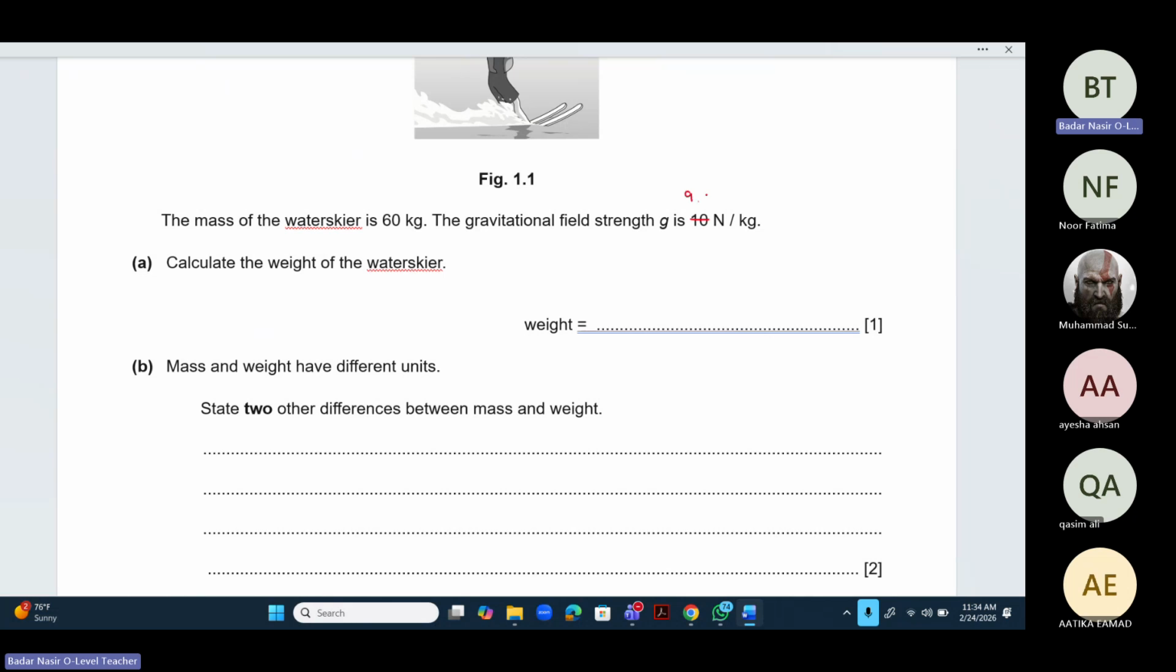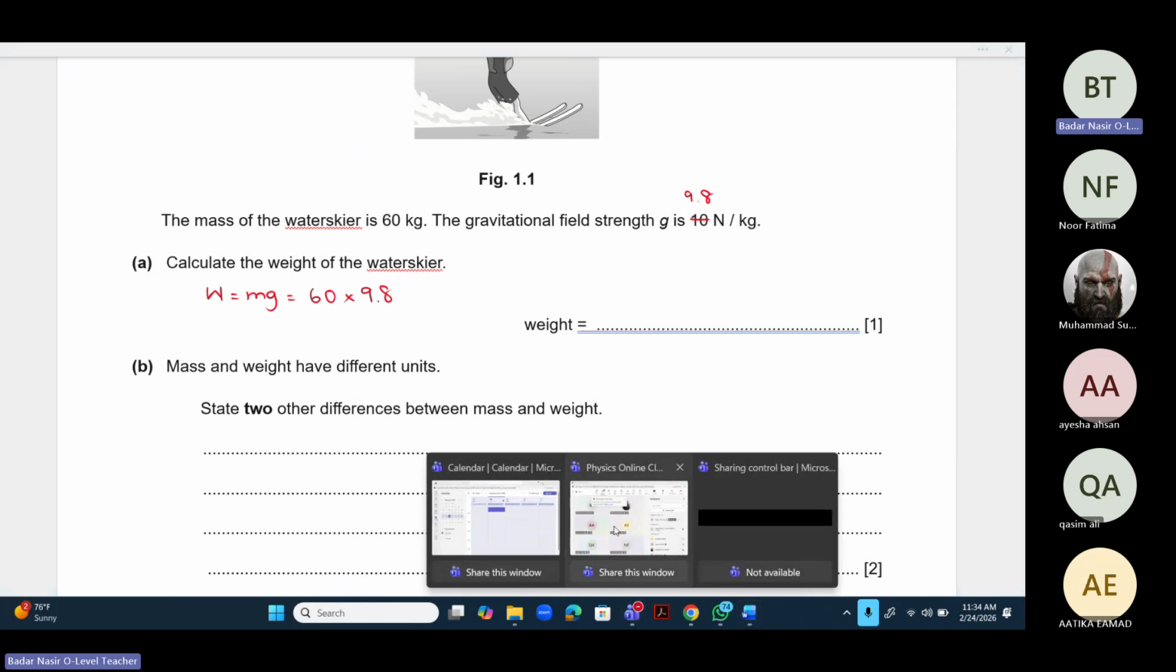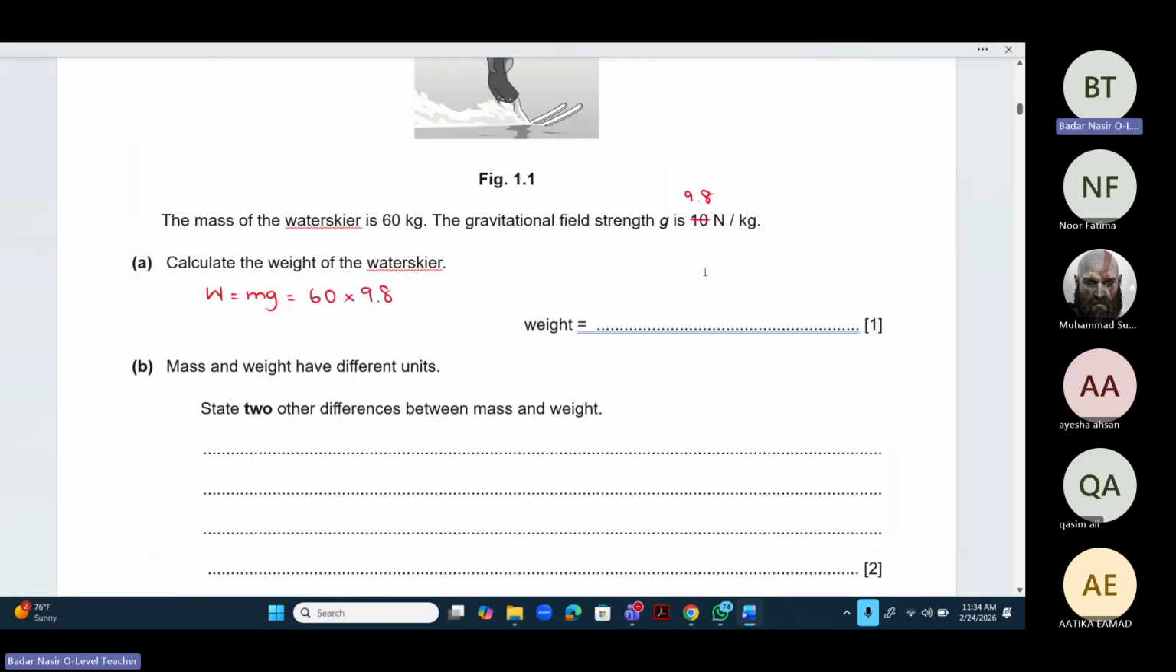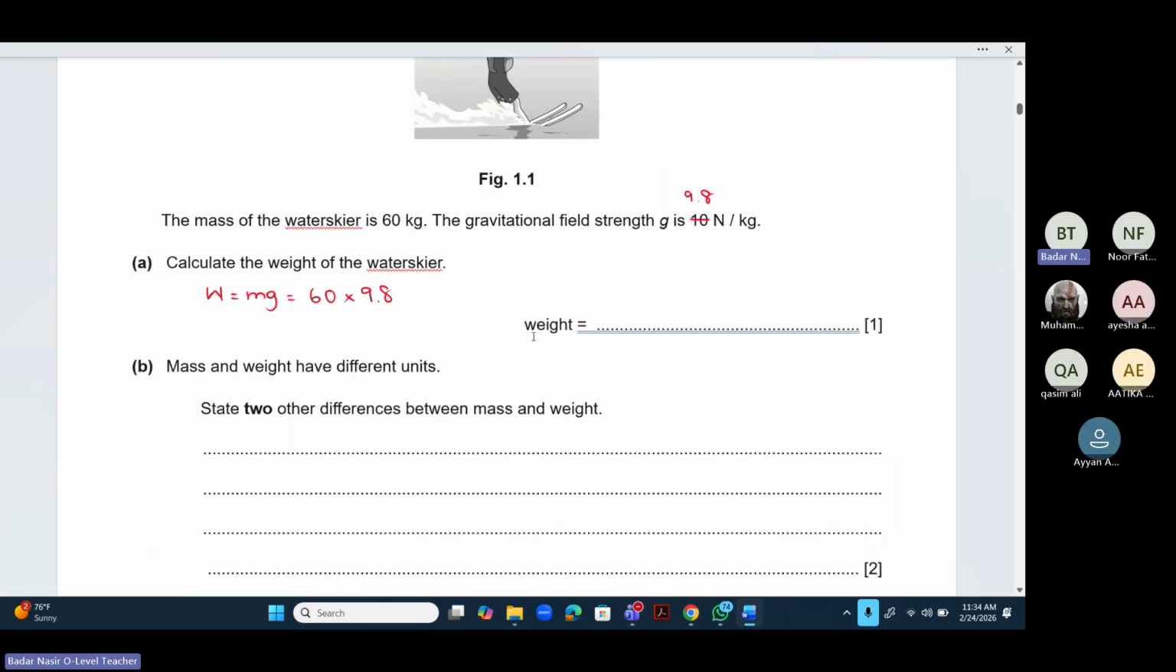So let me correct this value to be 9.8. We use the formula W equals mg, mass is 60, and the value of g is 9.8. You multiply it and you will get the weight. So 60 times 9.8, we get 588 Newton. We have to give the final answer to two significant figures, so if we round it off, the weight will be 590 Newton.